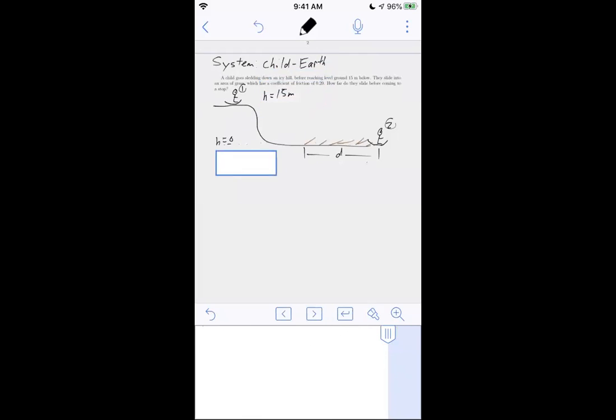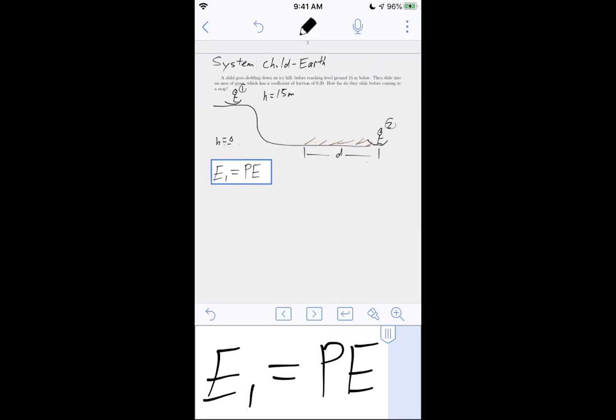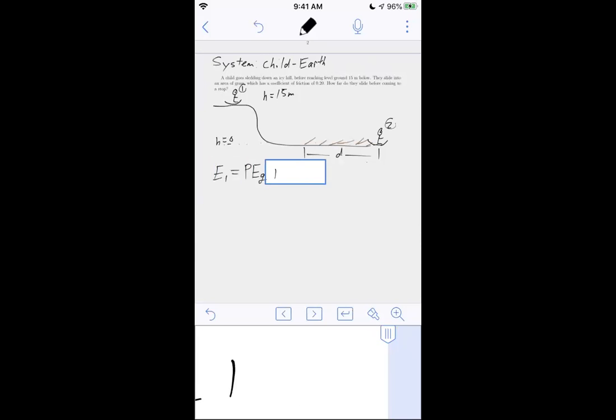So let's go ahead and write down our energies at point 1 and point 2. The previous problem had all 3 types of energy that we're working with, right? So we could have kinetic energy, and then 2 types of potential energy, gravity and spring potential energy. In this problem, there aren't any springs. So the only types of energy we have possible are potential energy due to gravity and kinetic energy.